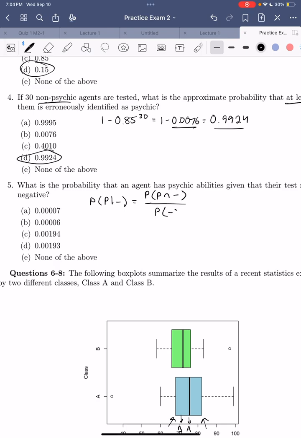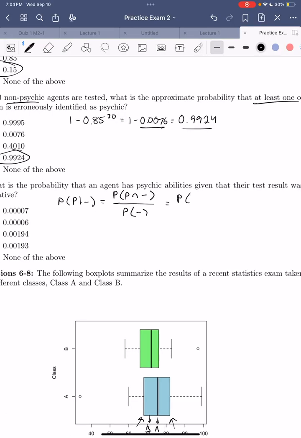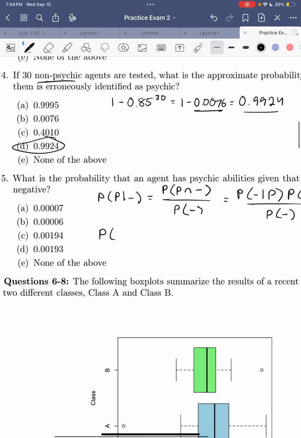probability of them having a negative test result, which is equal to the probability of having a negative test result given that they're psychic times the probability that they are psychic, all divided by the probability that they have a negative test result. And so first we need to find what this value is. This is the probability of getting a negative test result.